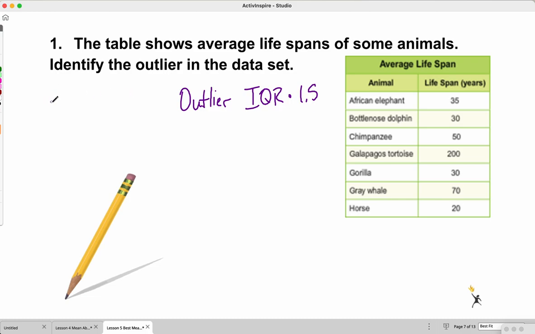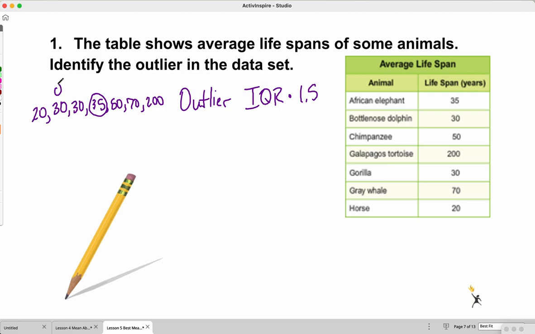So the first thing we'd have to do is find the median so that we can get our Q2 before we can get our quartiles. So let's take a second and review that information while we're here. Let's put them in order: 20, 30, 30, 35, 50, 70, and then our 200. You can probably tell that's definitely an extreme value. So now we're going to look at here, okay, here's our Q2.